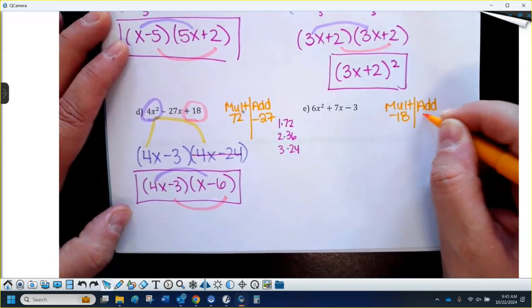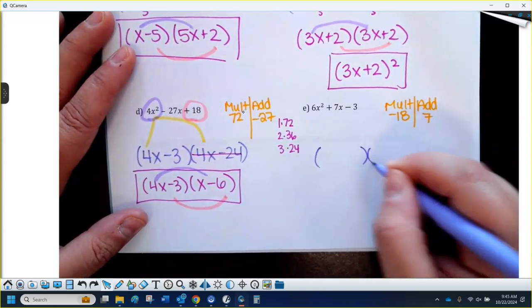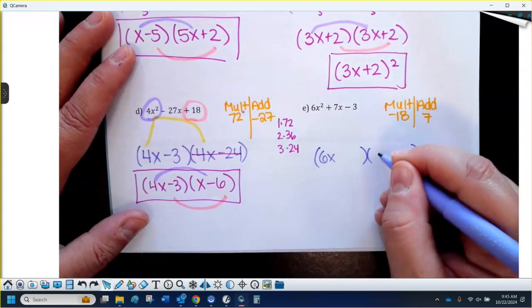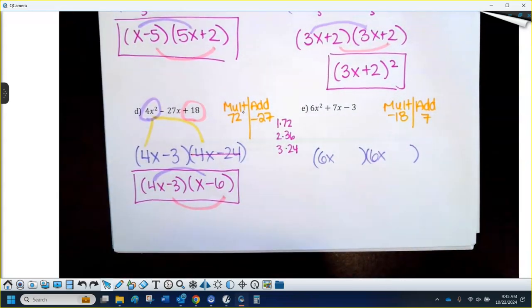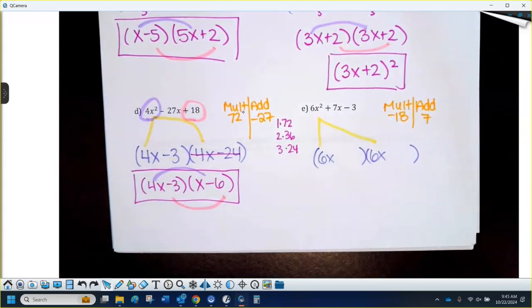And I want to add to get 7. So to start out my little sets of parentheses, I'm just going to take that first term, which is 6x squared, and drop the squared. And I'm going to write down a 6x in front of both of these terms. And we're going to fill it in with the two numbers that fit the requirements, that they multiply to get negative 18, but add to get 7.